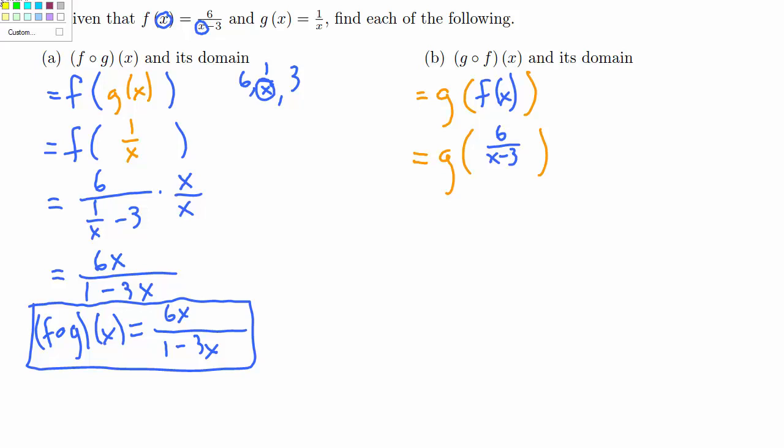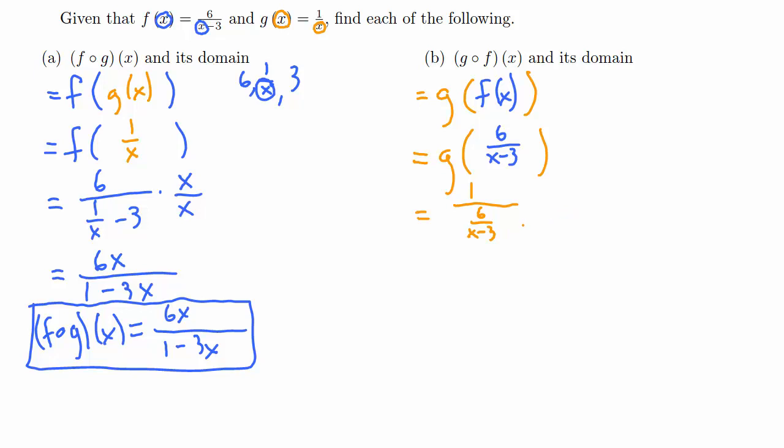And so all we're really asking here is, what is g of 6 divided by x minus 3? So in your g function, all of the x's are replaced with 6 divided by x minus 3. So this is going to give me 1 over 6 over x minus 3.